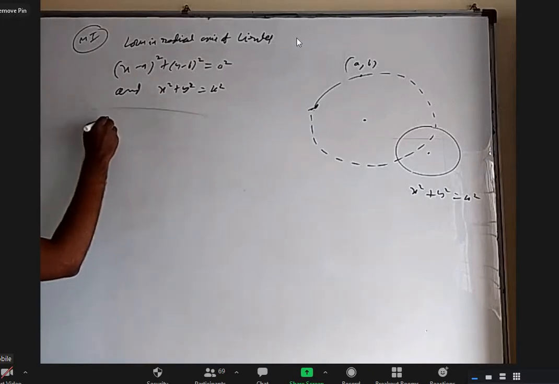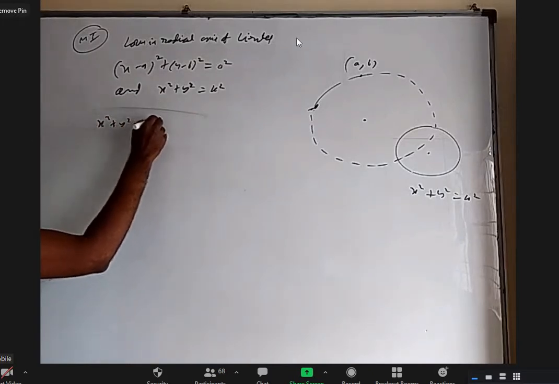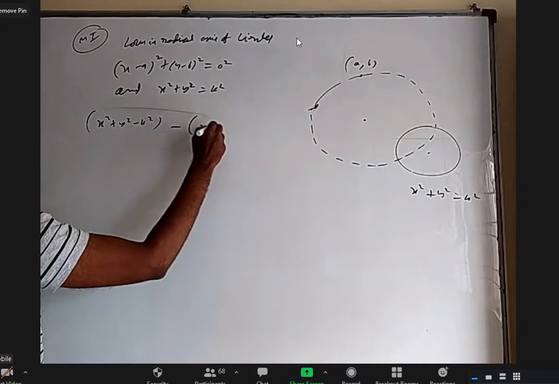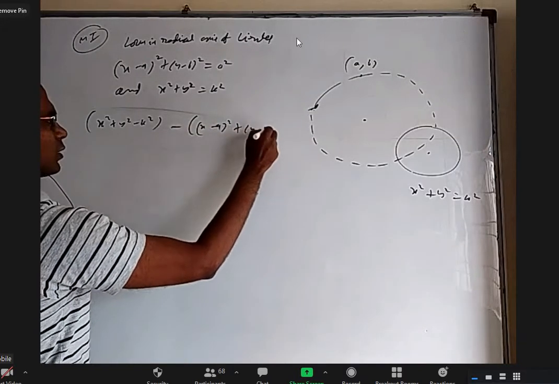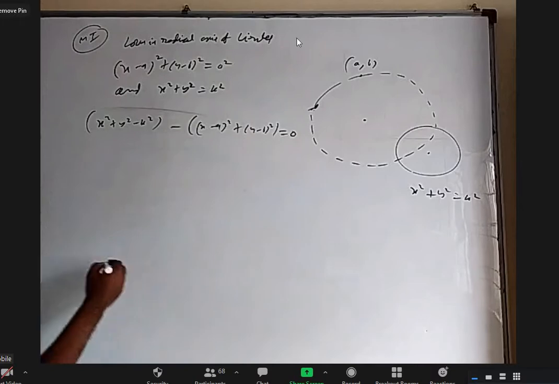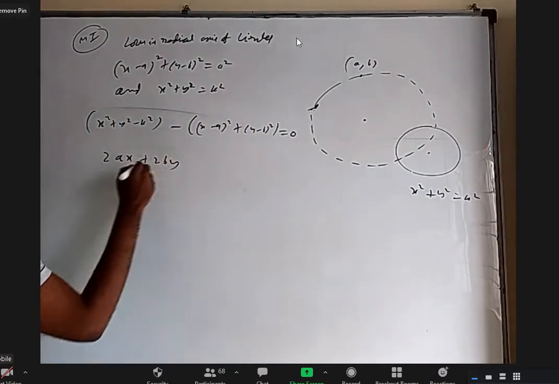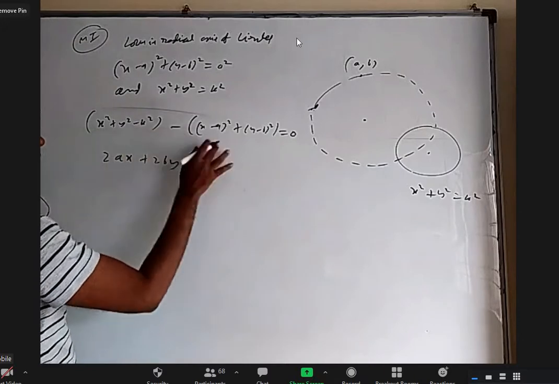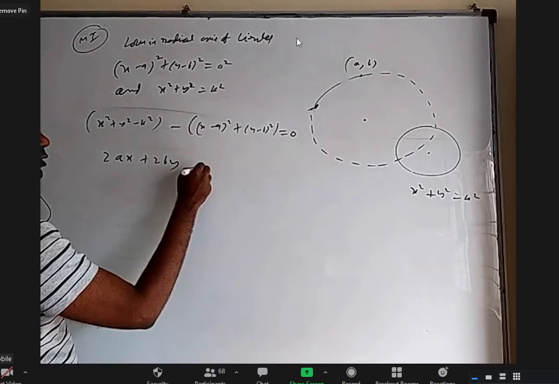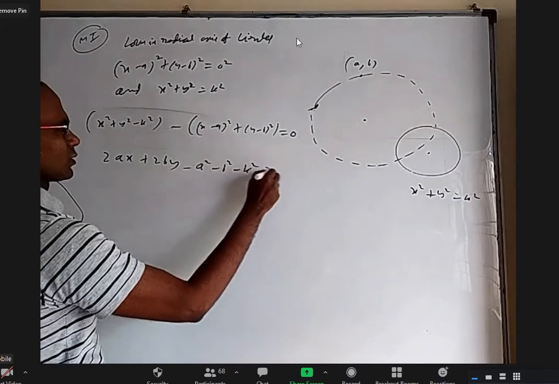So x² + y² − k² minus (x − a)² + (y − b)² equal to 0. We will get 2ax + 2by, the x² cancels, the y² cancels, minus a² minus b² minus k² equal to 0.